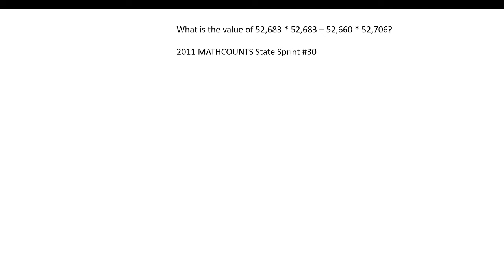So this one comes from the 2011 state sprint number 30, so it's the last one in the state sprint, so it's the hardest one on the state sprint. So what is the value of 52683 multiplied by 52683 minus 52660 times 52706? So we use the same strategy, variables. We can set x equal to 52683.